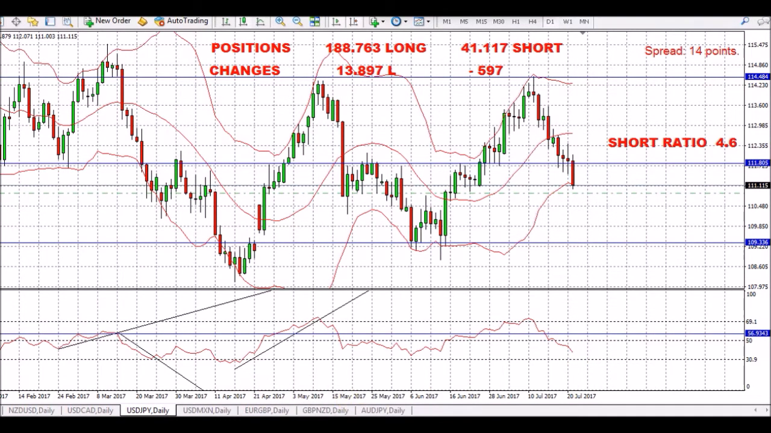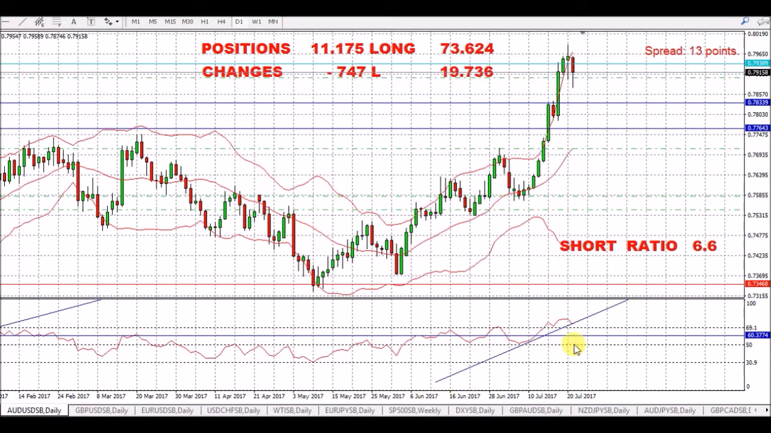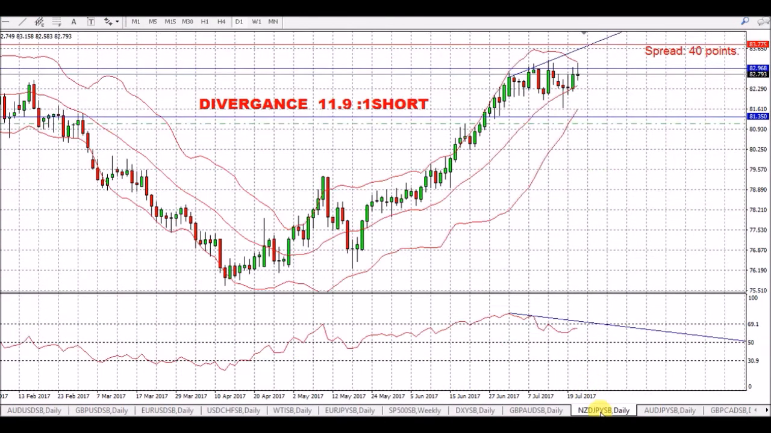Now if we look at the pairs, the New Zealand dollar Japanese yen. Now this is up at resistance at the moment, and there is even a stiffer resistance above it. The divergence short between the two, so that is the long on the Japanese yen and the short on the New Zealand dollar. If you add those two together using the US dollar as a fixed point, it gives you a divergence of 11.9 to 1 short.